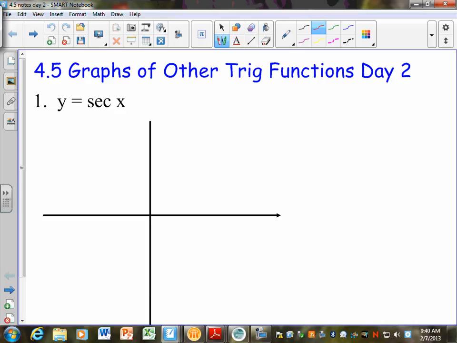Secant is the same as what? 1 over cosine, right? So this is the same as saying 1 over cosine. So do you agree that secant is going to have asymptotes? And it's actually going to have asymptotes the same as which function, tangent or cotangent?